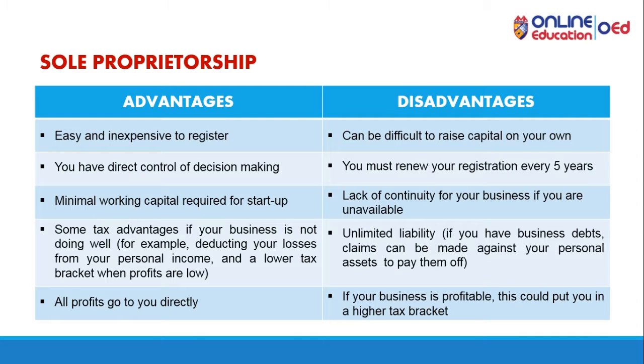And if your business is profitable, this could put you into a higher tax bracket. So if ever that you manage to operate your business and then you gain a lot of profit, then you will be put into a higher tax bracket. So it comes from you directly since you operate the business, it is under your name, and then you own the business.